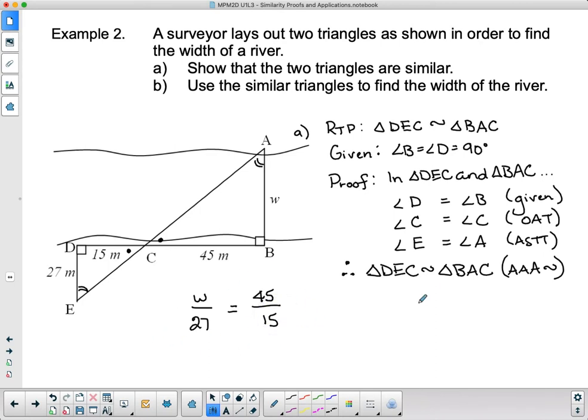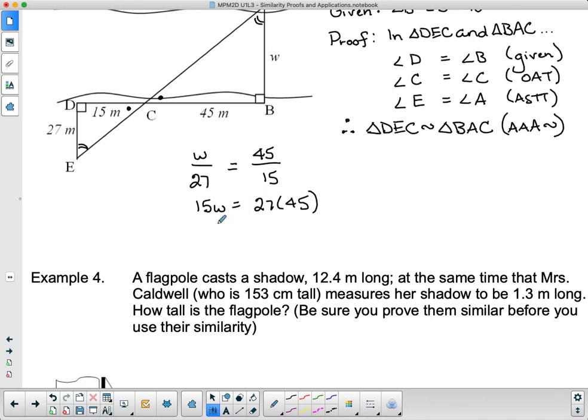Now once you have that, it's just a matter of cross multiplying. So W times 15 gives us 15W, and then 27 times 45. And then we just have to divide both sides by 15. And if we type that into the calculator, we get 81. And since this is a word problem, we should say, therefore, the river is 81 meters wide.